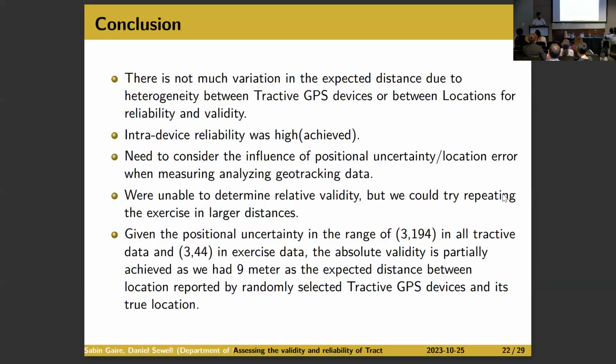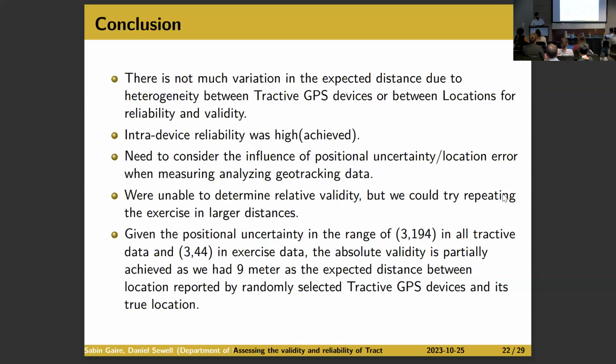So concluding, as I already said, there was not much variation in expected distance due to location or device, and intra-device reliability was quite high. Given the positional uncertainty, which ranges from 3 to 194 meters, some of them even having 194 meters of positional uncertainty, and getting 9 meters of expected distance, we thought absolute validity was there. And for the relative validity, we could try repeating the exercise over a larger distance.